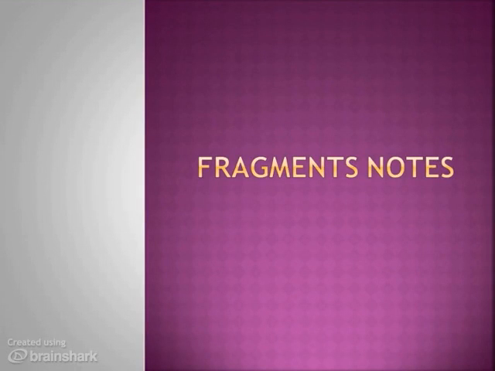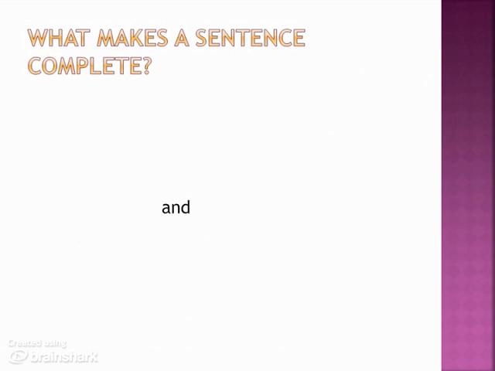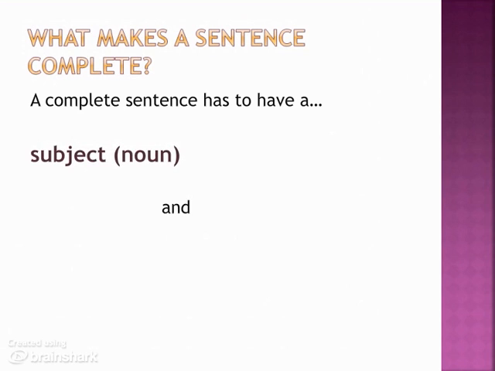In this video, you'll learn all about fragments. So what makes a complete sentence? First, a complete sentence has to have a subject or a noun. And it also has to have a predicate, which is a verb phrase. So you have a subject, something, and then what the something is doing.